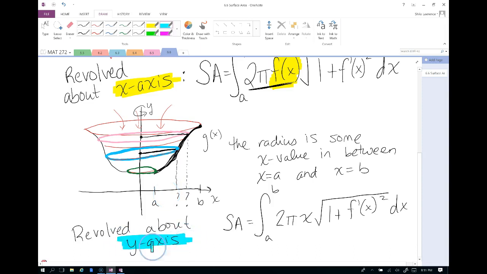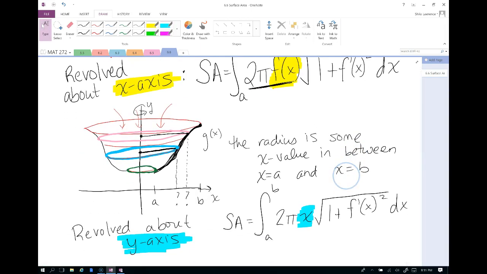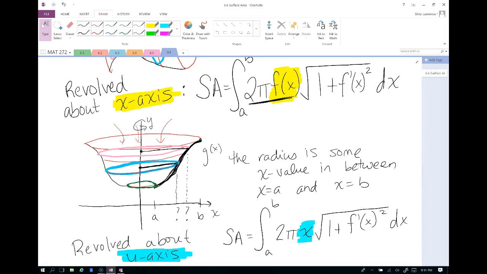So when we go around the y-axis, all we have to do is put an x there in the radius spot. And that's the only difference. Everything else is the same. We still integrate from a to b. We still have our 2 pi. And then we still have that arc length piece. The only difference is what we're using for our radius function.